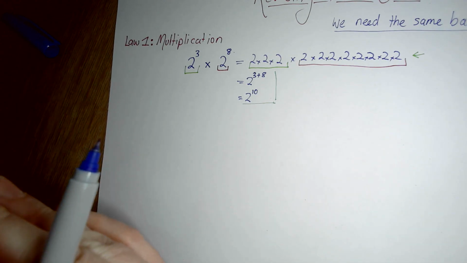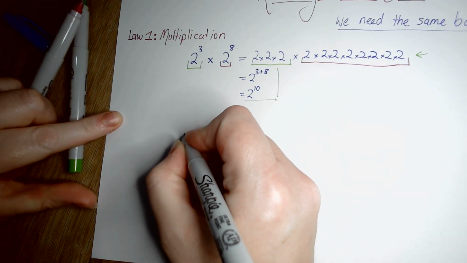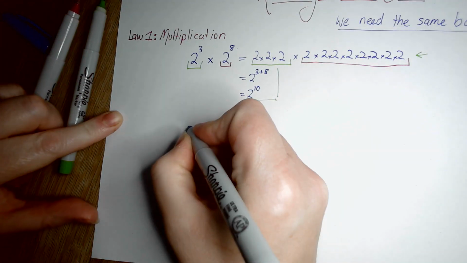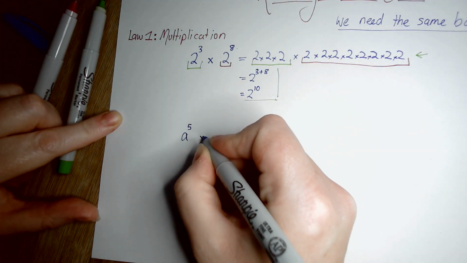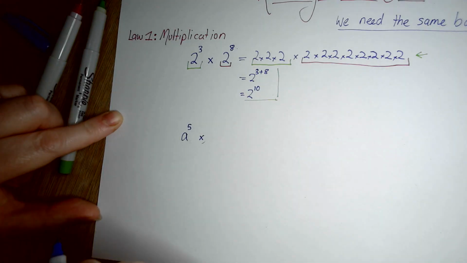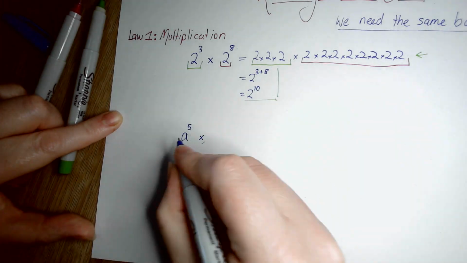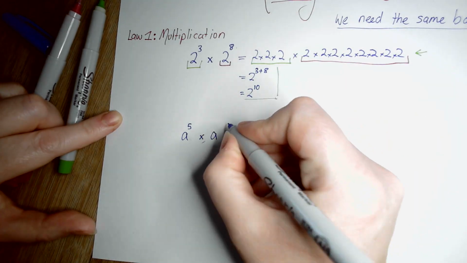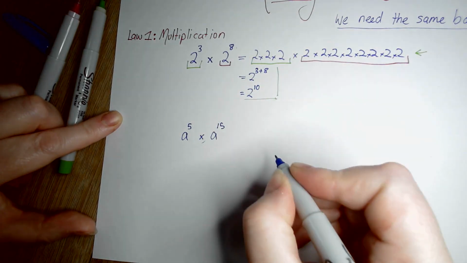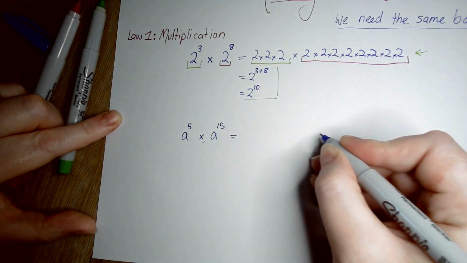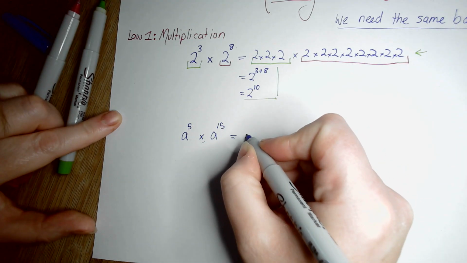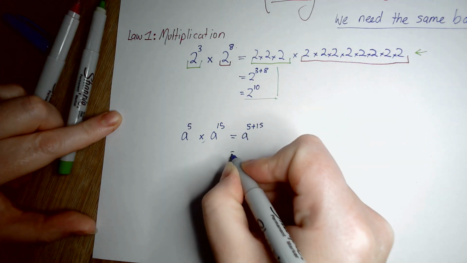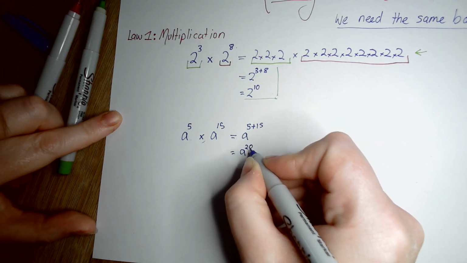Let's try another one. So we had, let's pick, we can even pick a letter. So let's pick A to the power of 5 times, and notice that I'm timesing, not adding. We can't do this when we're adding 2 numbers, even if they have the same base. A to the power of 15. That's the same. I'm not going to write this one out because that would be too many A's, but it's the same as if we went A to the power of 5 plus 15, which is A to the power of 20. So that's adding.